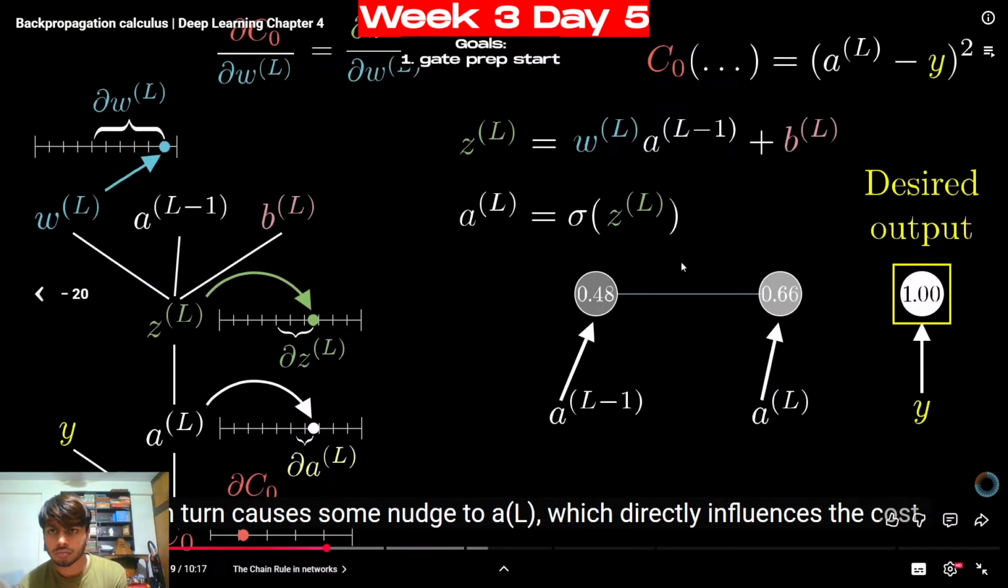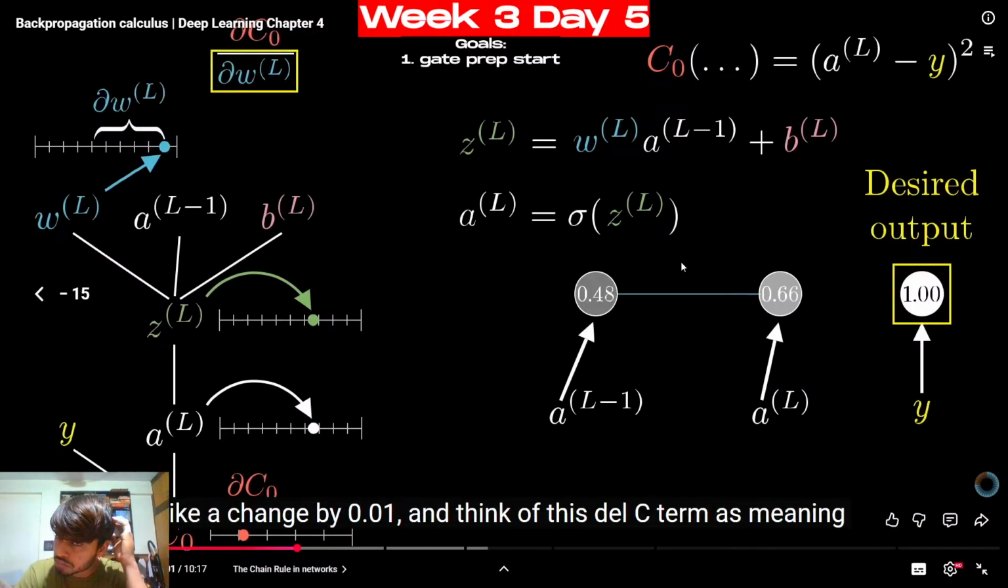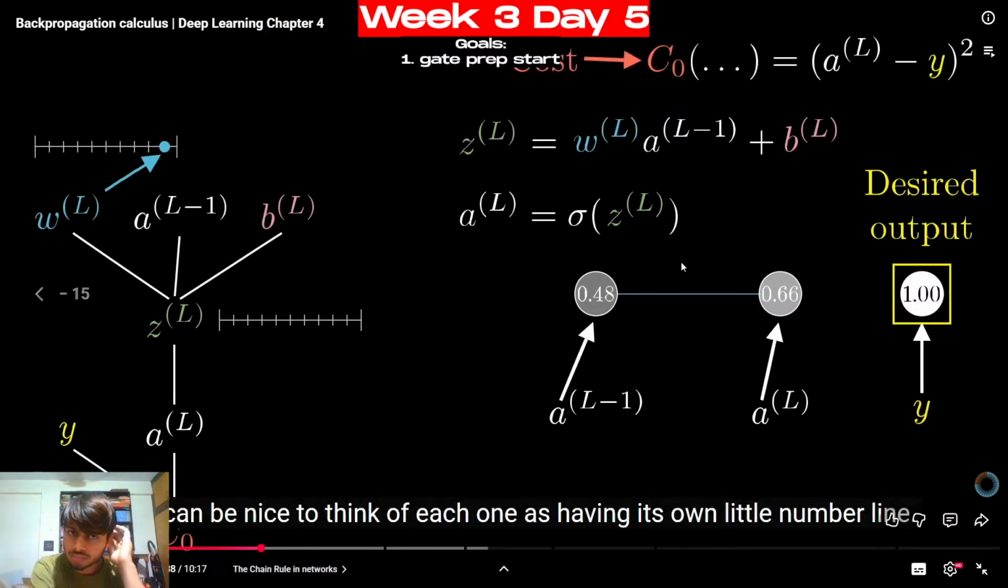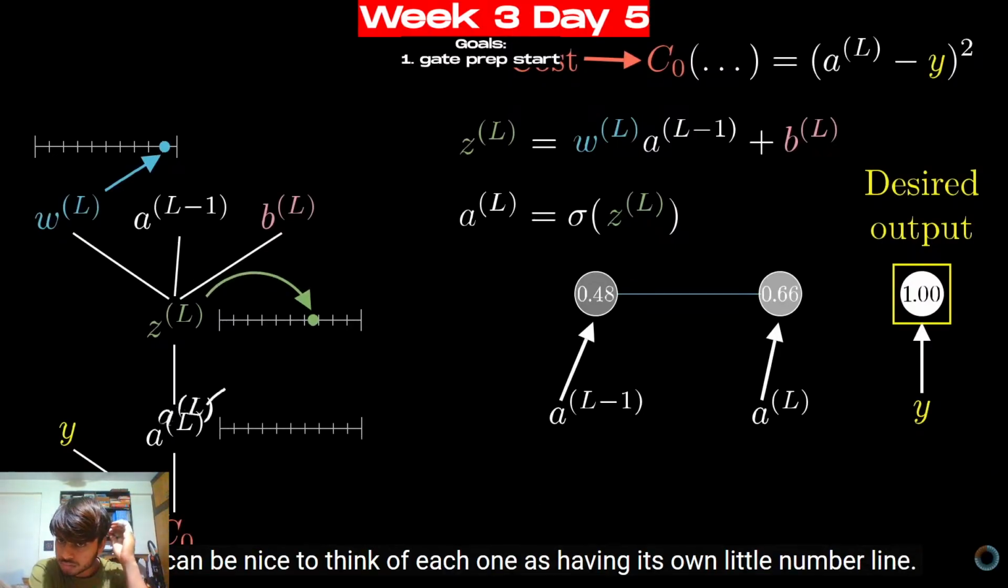You then consider some nudge to ZL and what the derivative of C is, and it can be nice to think of each one as having its own little number line.